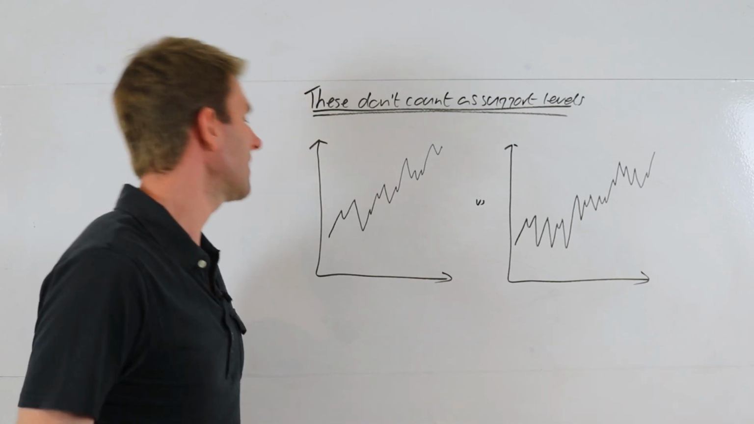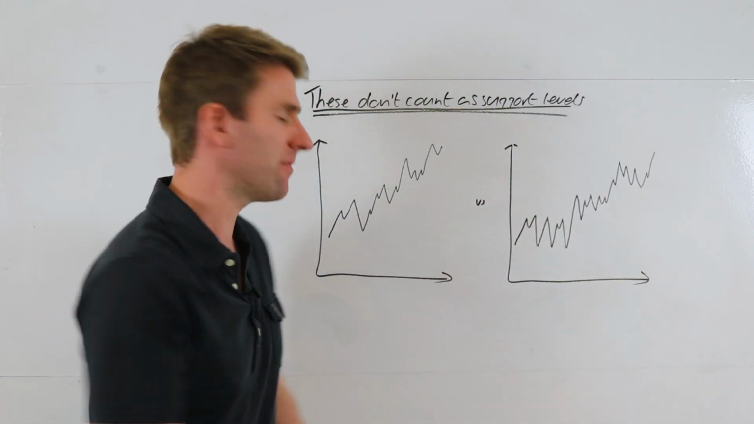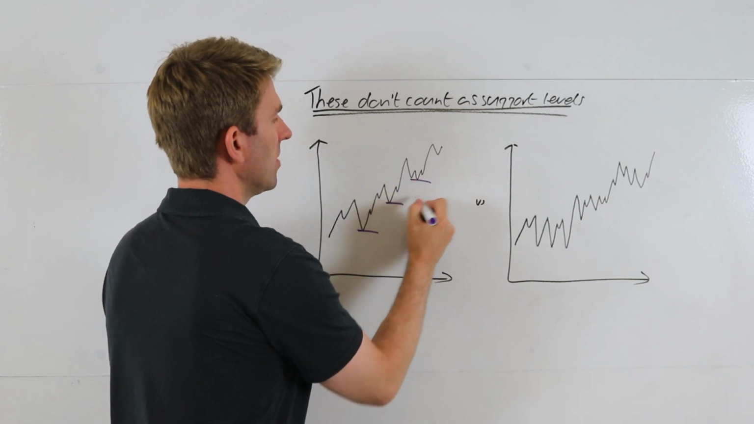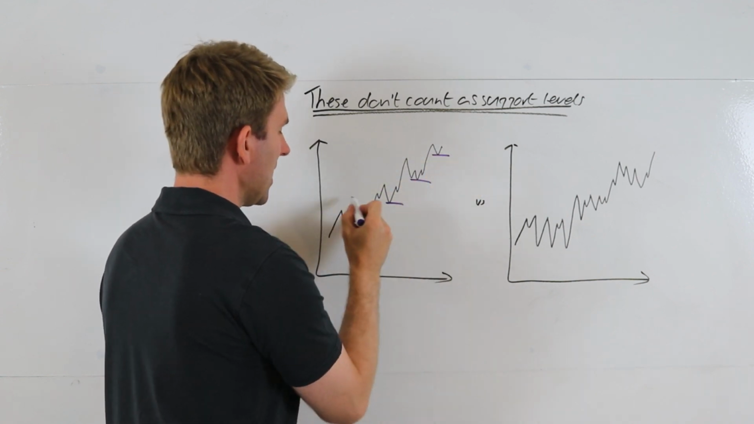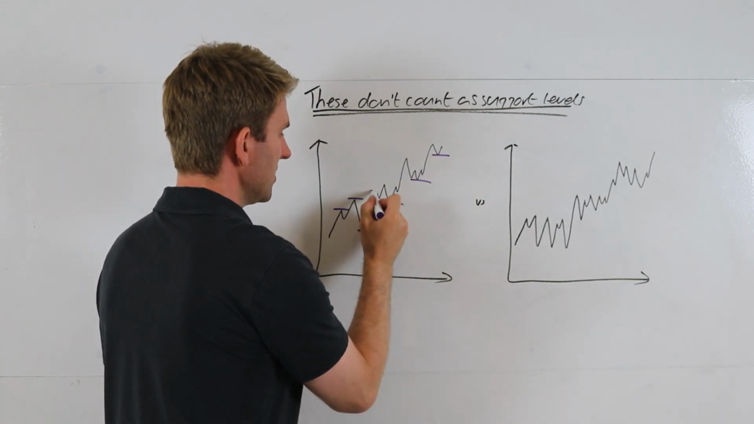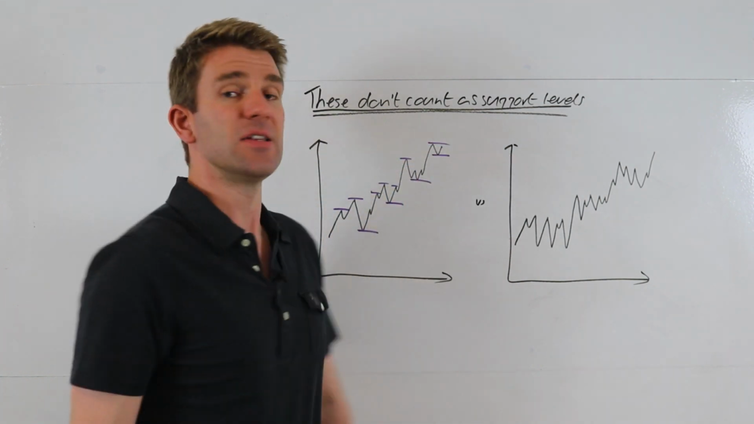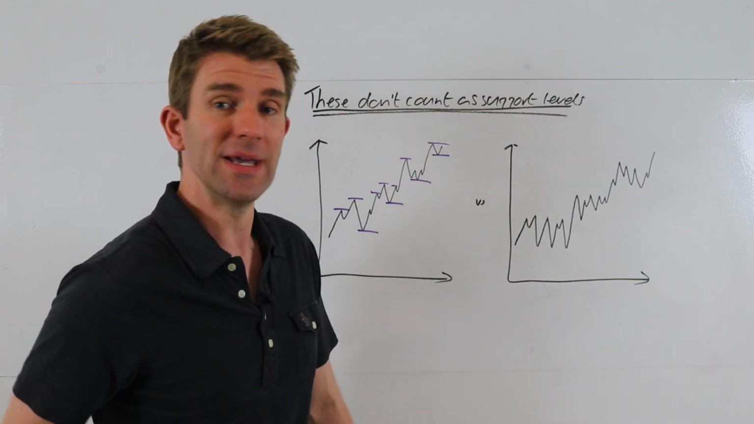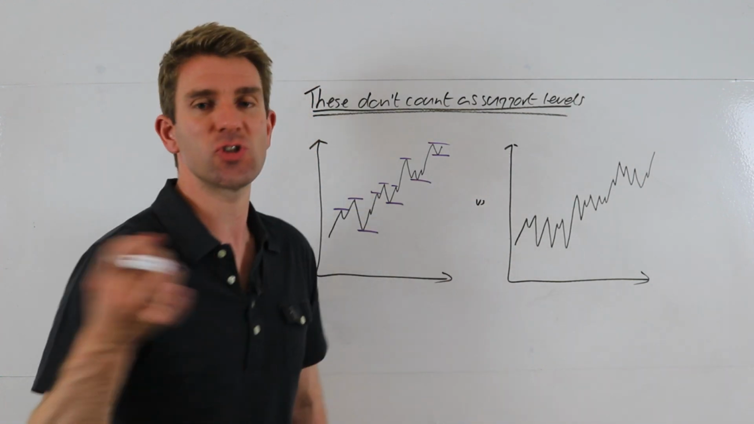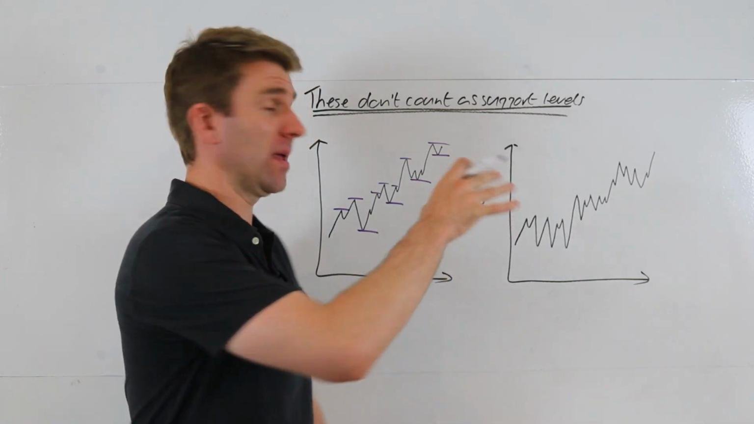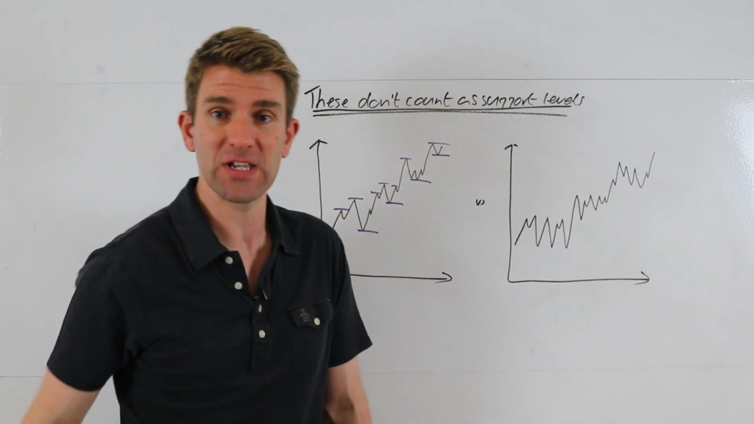So people will come along and they'll go, okay, so we have support here, we've got support here, we've got support here, we've got support here. Aha, we've got resistance here, resistance here, resistance, resistance. See what I'm doing there? All I'm doing is drawing lines at swing lows and swing highs. A lot of people will do that and they'll say that's the support and that's resistance.